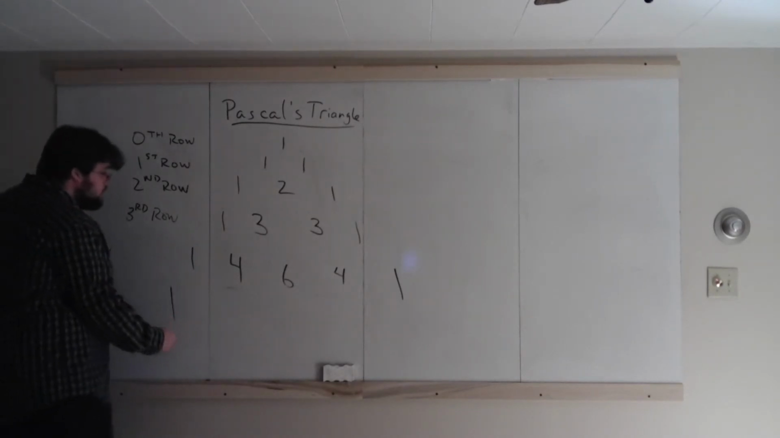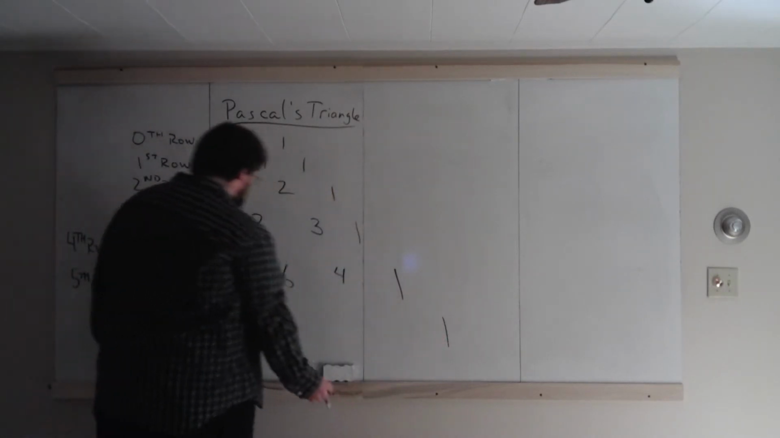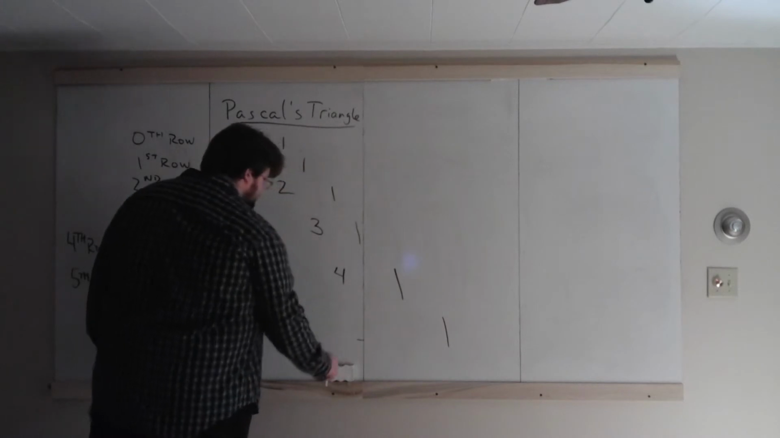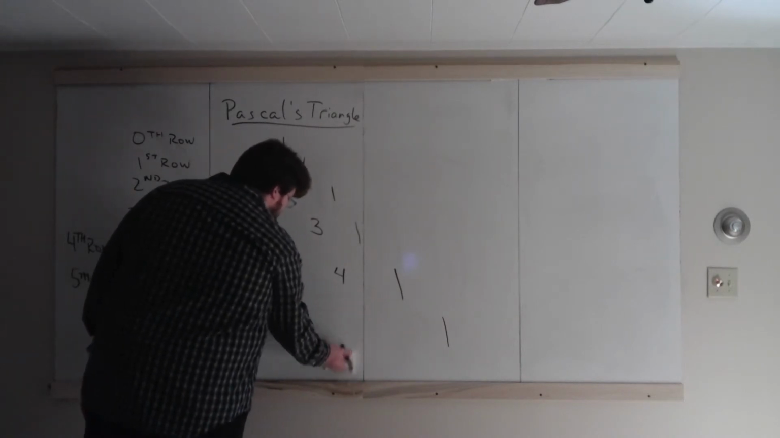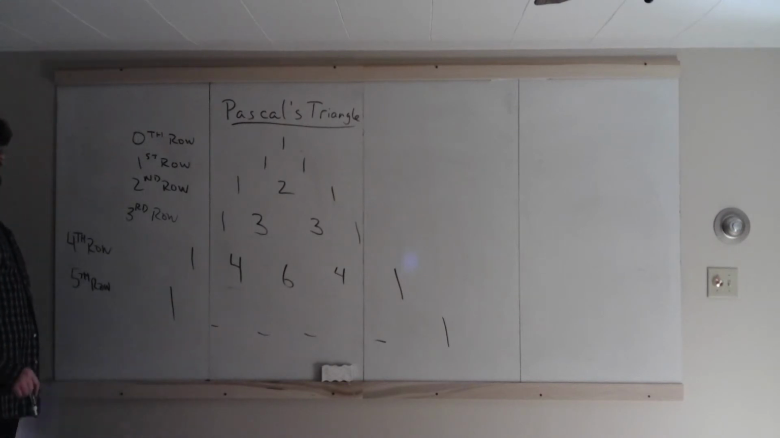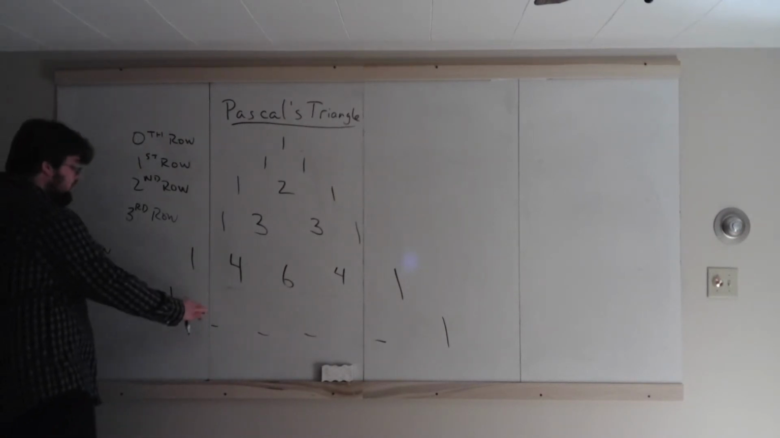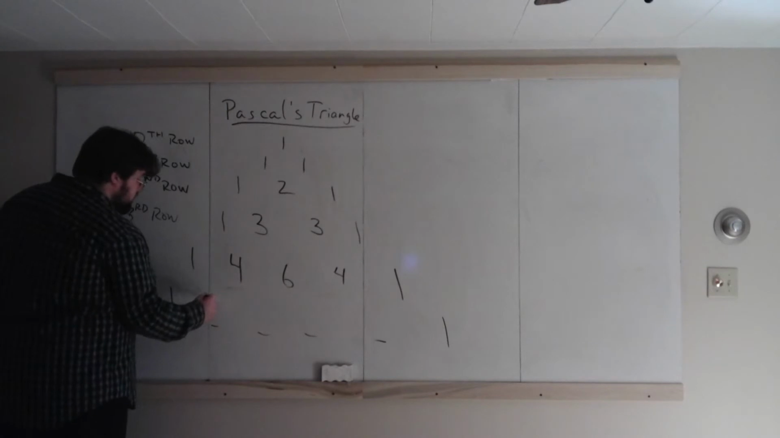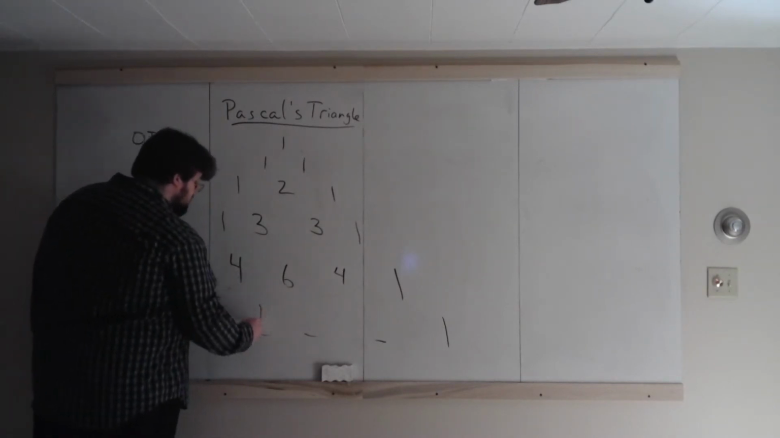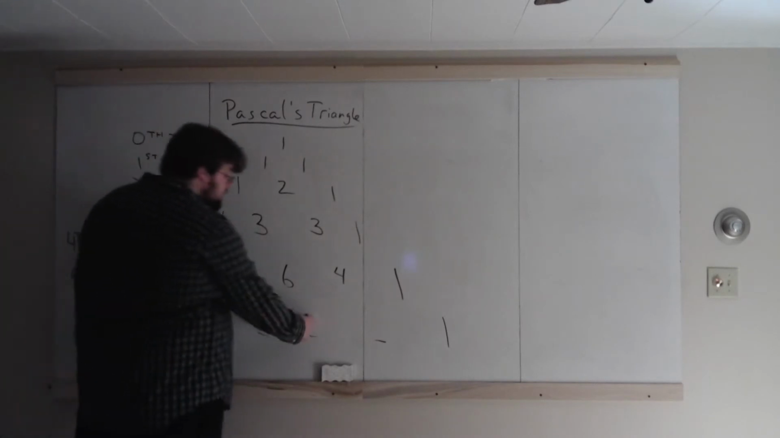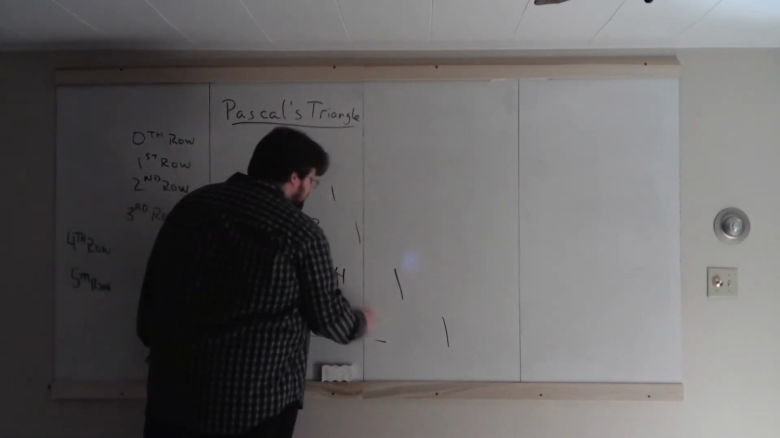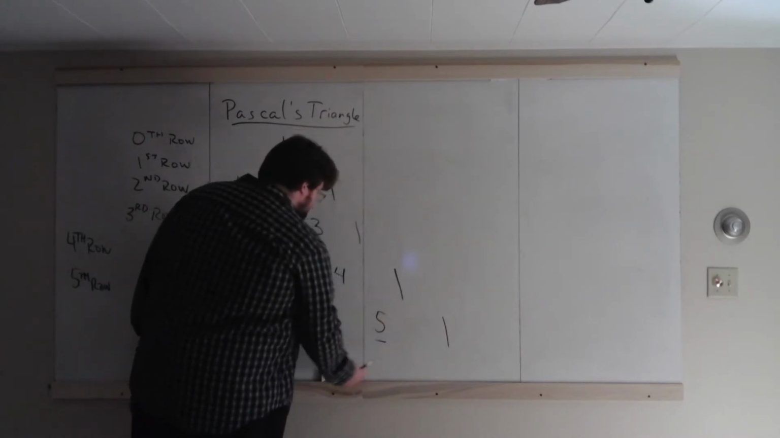Again, we're going to start and end with 1. Now we're going to need, I'm going to put that there. I guess I'll put this one on the next board. So we need 6 numbers here. Start and end with a 1. And here we get 1 plus 4, 5. Here we get 4 plus 6, 10. Here we get 6 plus 4, 10. Here we get 4 plus 1, 5.